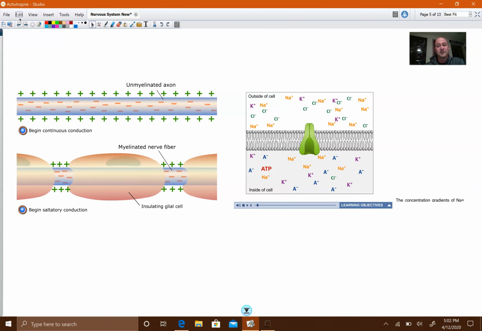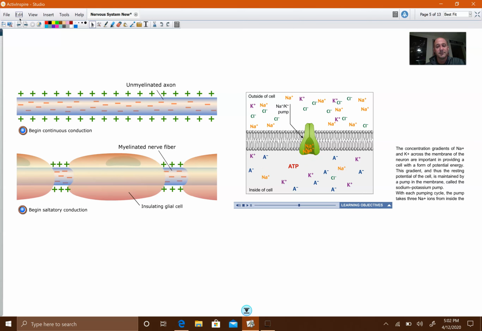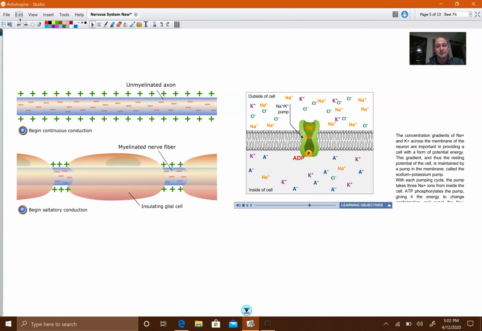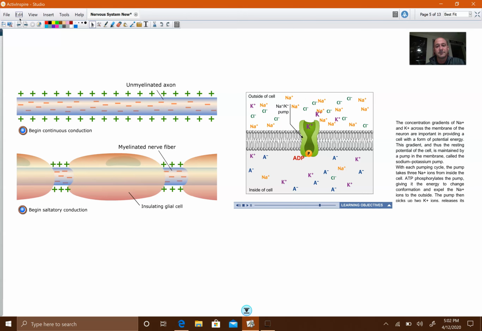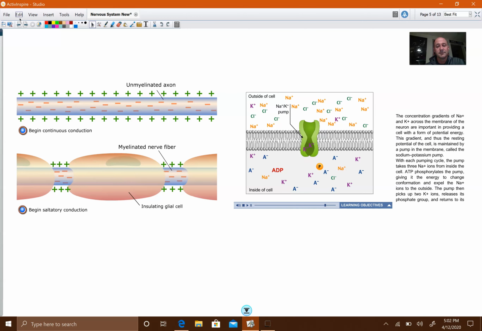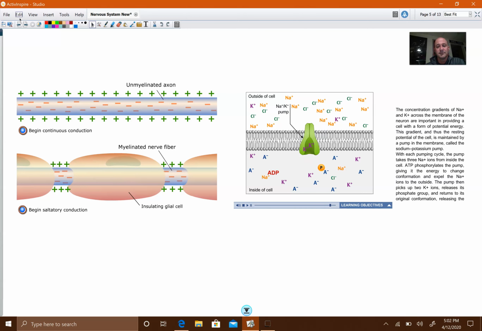The concentration gradients of sodium and potassium across the membrane of the neuron are important in providing a cell with a form of potential energy. This gradient, and thus the resting potential of the cell, is maintained by a pump in the membrane called the sodium-potassium pump. With each pumping cycle, the pump takes 3 sodium ions from inside the cell. ATP phosphorylates the pump, giving it the energy to change conformation and expel the sodium ions to the outside.